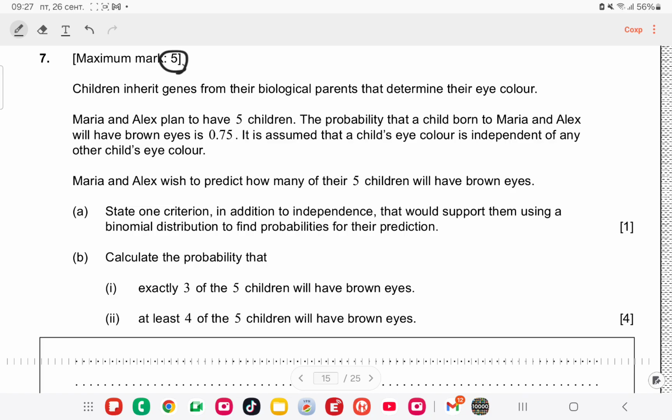Okay, and the question. Let's first read the question, and then we will start to convert it into mathematical language using the symbols and numbers. Question A. State one criterion in addition to independence that would support them using a binomial distribution to find probabilities for their prediction.